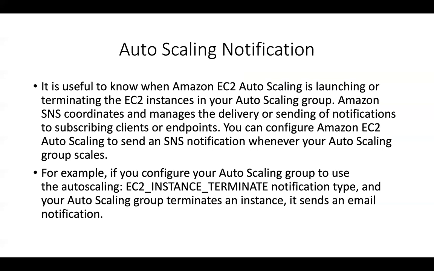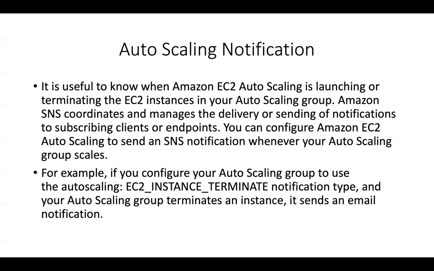So suppose an auto scaling group is launching a new instance into your group, or the auto scaling group is terminating an instance in your auto scaling group, or an instance fails to launch, or an instance fails to terminate. So based on these four events, which is instance launching, instance terminating, instance fails to launch, instance fails to terminate, you can get SNS notifications.